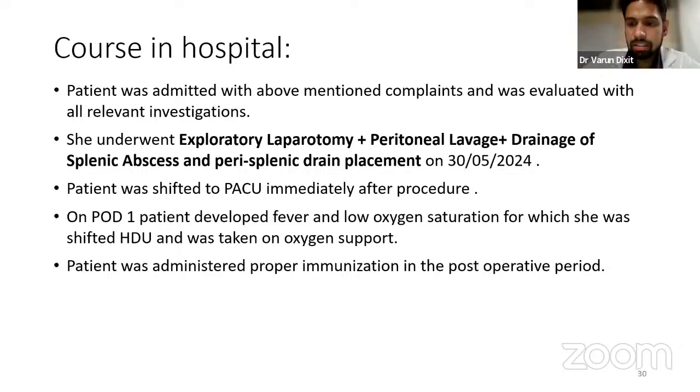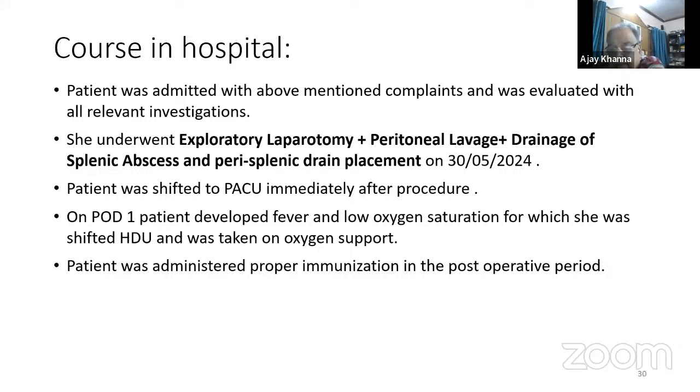What vaccines are usually given? Pneumococcal and Haemophilus influenzae B vaccine, and meningococcal. If you have to go for elective splenectomy, when do you give the immunization? We can give it in the pre-operative period, at least 2 to 3 weeks prior to the operation.